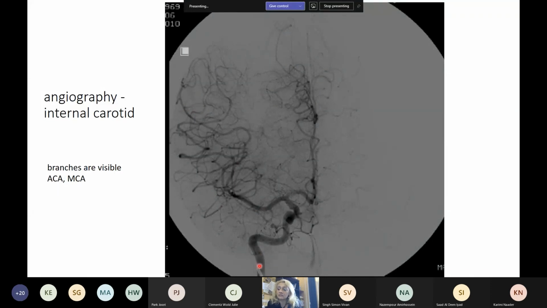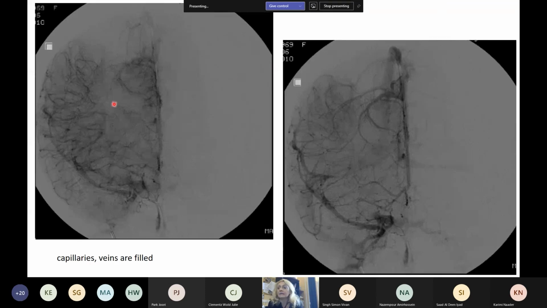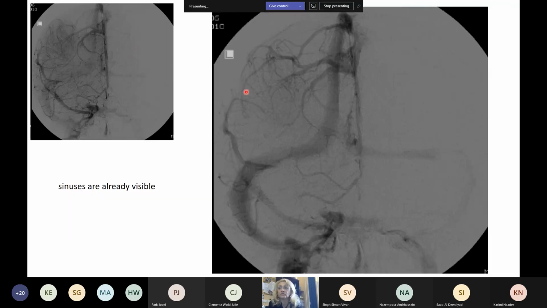This is the internal carotid artery in the canal, then the carotid siphon, then the anterior and the middle cerebral arteries. And here they could see that there was an empty space. This is the tumor. And if we go on with time, you can see that the blood goes to the capillaries, then to the veins. But this thing doesn't have any blood supply from the internal carotid artery.